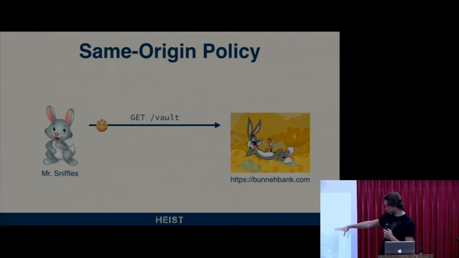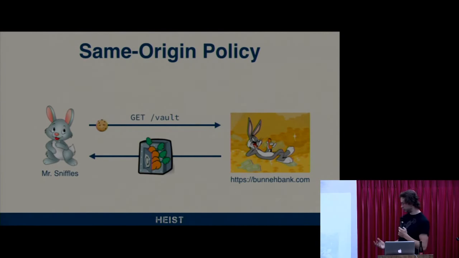We have a website on the right-hand side, so bunnybang.com. And on the left-hand side, we have Mr. Sniffles, who is a customer of bunnybang.com. And at some previous time, he had logged into bunnybang.com, so he has some cookies that are sent along to requests to bunnybang.com. So when Mr. Sniffles wants to look at the contents of his vault, he sends a GET request to the vault endpoint, and bunnybang.com will reply with a resource with the contents of the Mr. Sniffles vault.